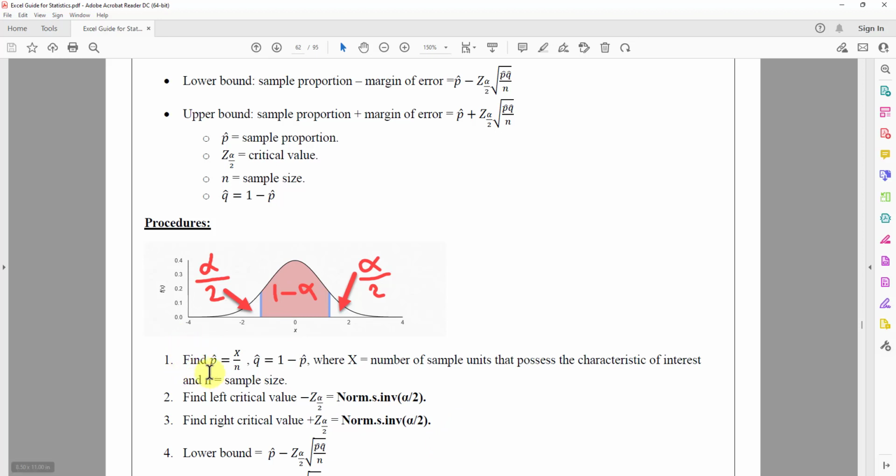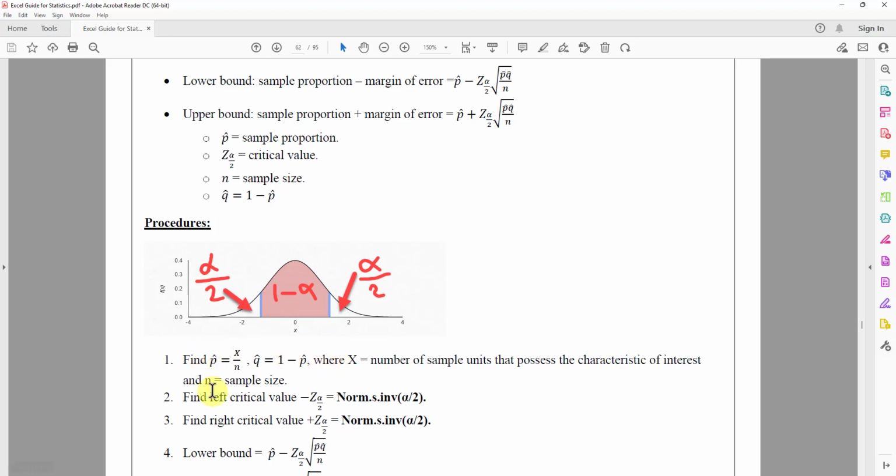To find the p-hat value, this is the sample proportion, we take x divided by n, where x is just the number of the sample units that have the characteristic of interest, right? And to find the n, we just look at the sample size.